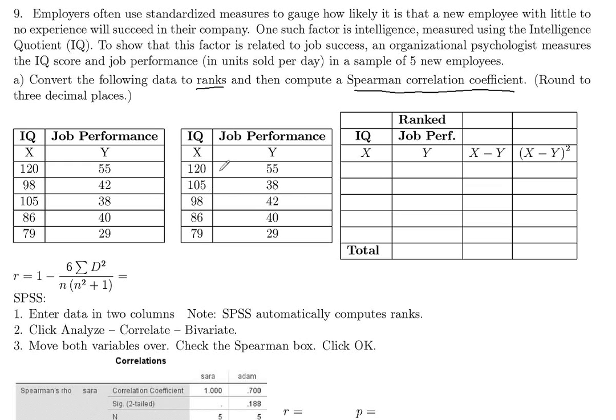For the IQ scores, the 120 was rank 1, the 105 was rank 2, 98 rank 3, 86 rank 4, and the 79 rank 5. So these are the rank scores here: 1, 2, 3, 4, 5. And then the job performance scores: 55 was the highest, that was rank 1. Then 42, that was second. The third highest job rank was 40, fourth was 38, and then the fifth was 29. So 1, 4, 2, 3, 5.